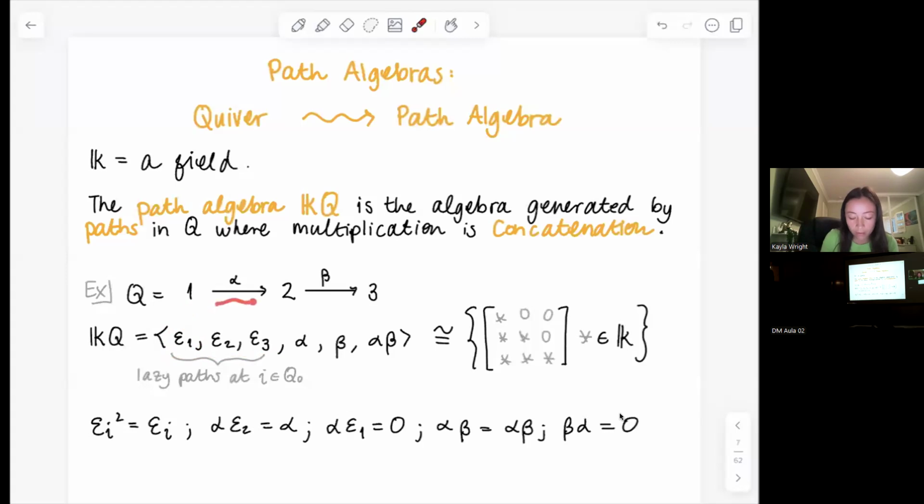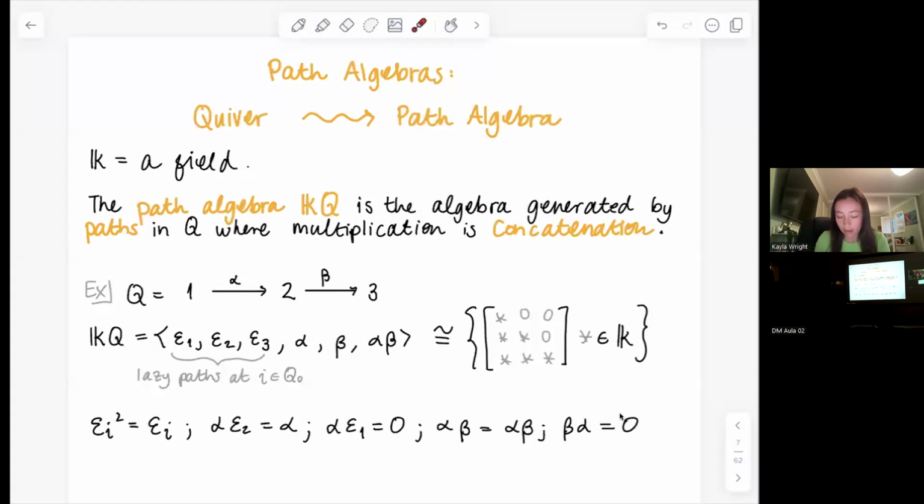So all of the arrows are going to be generators for the algebra. And in this particular case, I can walk from 1 to 2 to 3. So the concatenation of the arrows alpha beta is also an element of my basis. So the path algebra is generated by these 6 things. And it turns out that this is actually isomorphic as an algebra to the matrix algebra of lower triangular matrices.